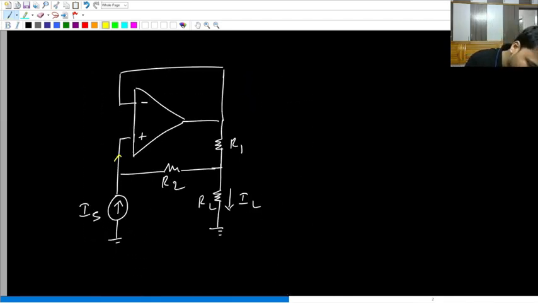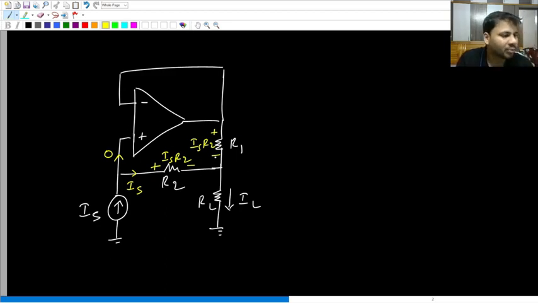Okay, now what is this current? 0. What is this current? Is. What is this drop? Is times R2. What is this drop? Like I just explained, even this drop will be what? Is times R2, because R1 and R2 will have the same voltage drop. So what is the current through R1? Ohm's law, drop divided by resistance: Is R2 by R1.